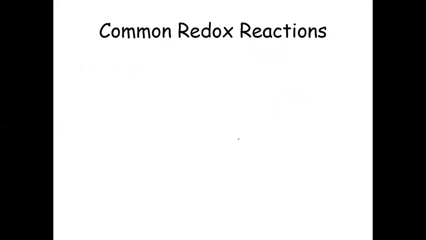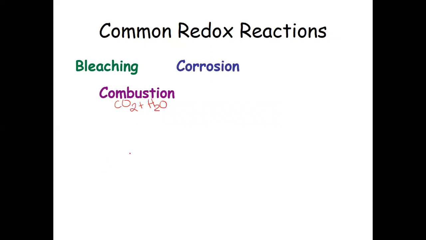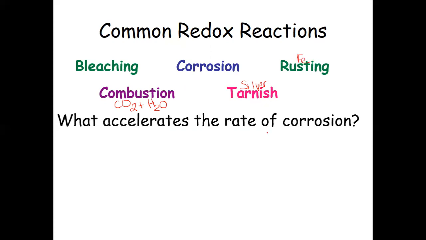So some common examples of redox reactions are bleaching. If you get some Clorox bleach on something, that's an oxidation reduction reaction. Combustion, which is burning. From our organic units, we have 2 products formed in combustion, carbon dioxide and water. Corrosion is an example of a redox reaction. When metals corrode, that's oxidation reduction. Tarnish is usually what we say when silver corrodes. Rust is what we call it when iron corrodes.